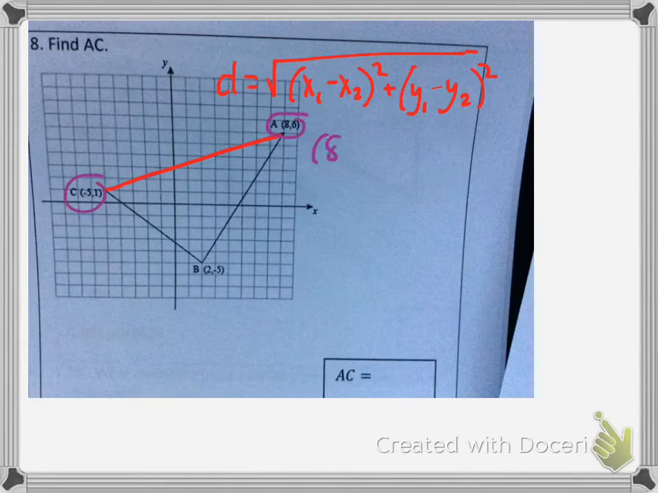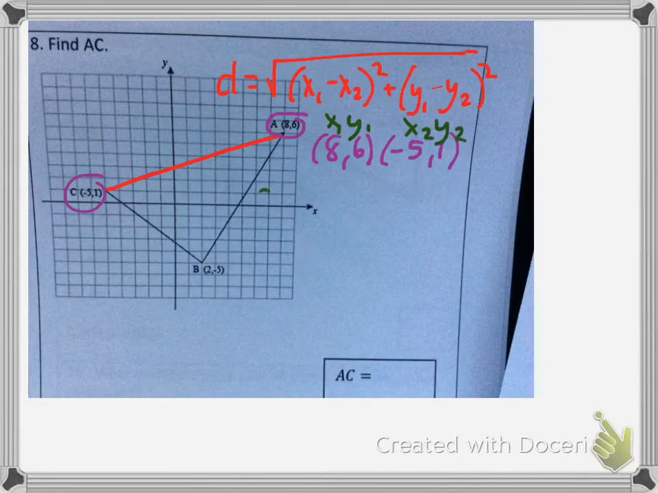A is (8, 6), and C is (-5, 1). The first thing I would do, before I plug it into the formula, is label our ordered pairs. X comes first and then Y every time for ordered pairs, and since (8, 6) I wrote first, I'm going to give those the subscripts of 1. For my second ordered pair, X comes first and then Y, and it gets the subscripts of 2.